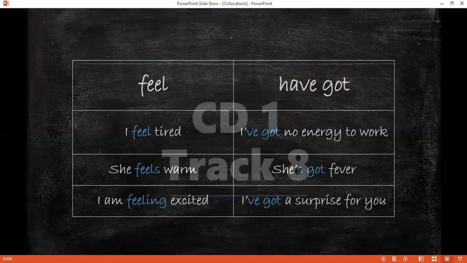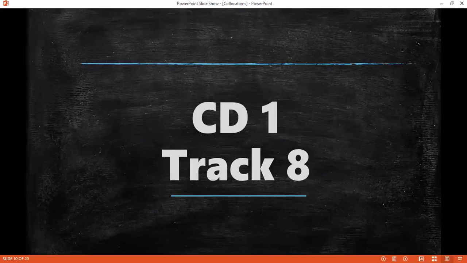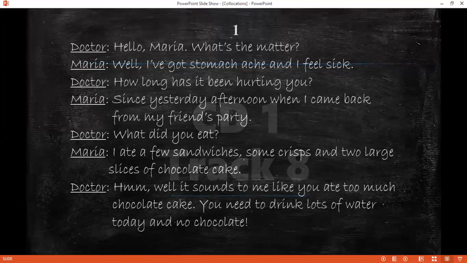Now for your further practice, before we start the exercise on page number 21, I'm going to play CD1 track 8. Once again, you have to listen to the track carefully, and side by side you have to read it. I'm showing you that conversation between doctor and the patient. You have to read it.